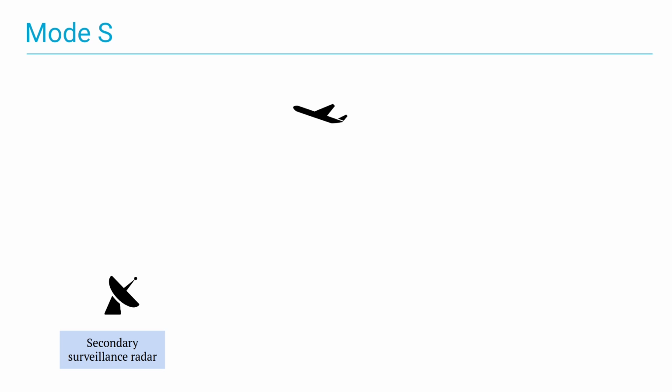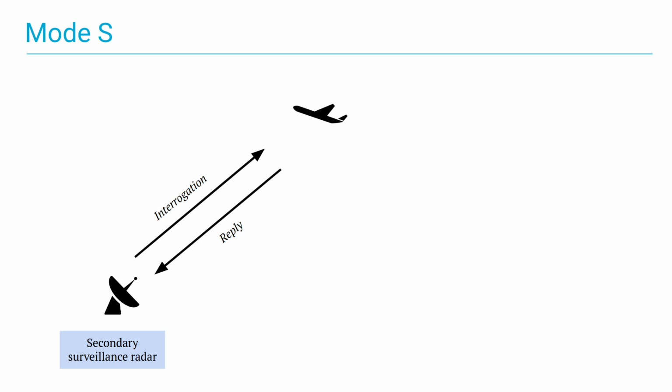The S in Mode S stands for selective, which means the surveillance radar can selectively request specific information from aircraft. This is different from older Mode A or Mode C surveillance. In this oversimplified diagram, I will show you how it works. First, the secondary surveillance radar initiates the interrogation. Then the target will reply the corresponding information. This can be altitude, airspeed, vertical intent, etc.